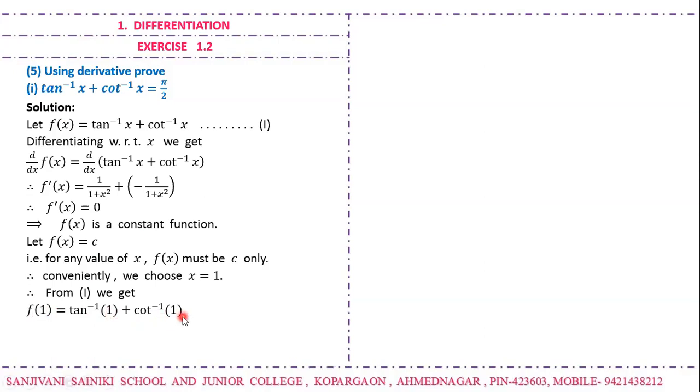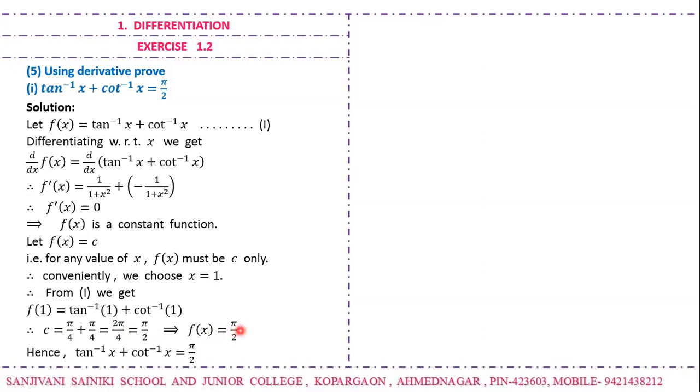But tan inverse of 1 is pi by 4 because tan pi by 4 is 1. And cot inverse of 1 is also pi by 4 because cot pi by 4 is 1. So pi by 4 plus pi by 4 is 2 pi by 4. It's nothing but pi by 2. So we get the value of c as pi by 2.